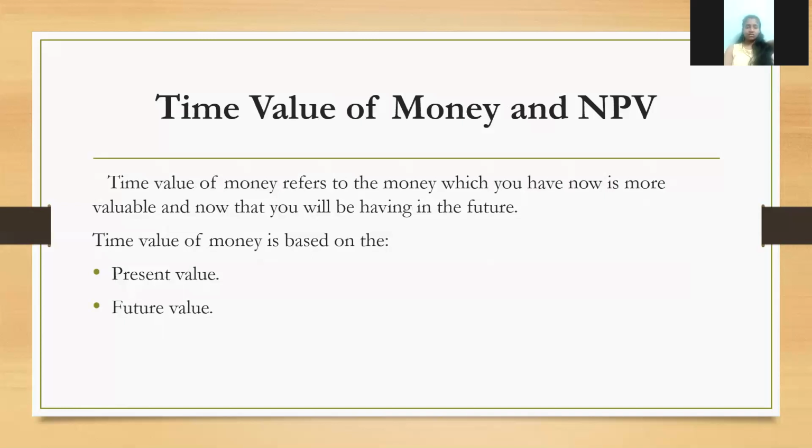Time value of money is based on present value and future value. Present value can be calculated as cash flows divided by (1 plus r) to the power n, where r stands for rate of return and n stands for the time period. Future value is equal to principal plus P into n into r, where P stands for principal, n stands for number of years, and r stands for interest rate.